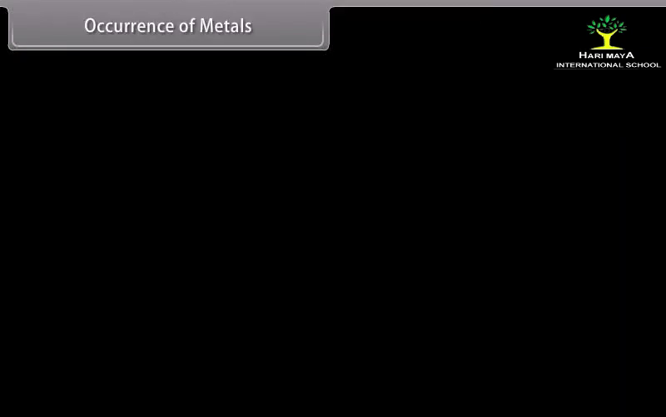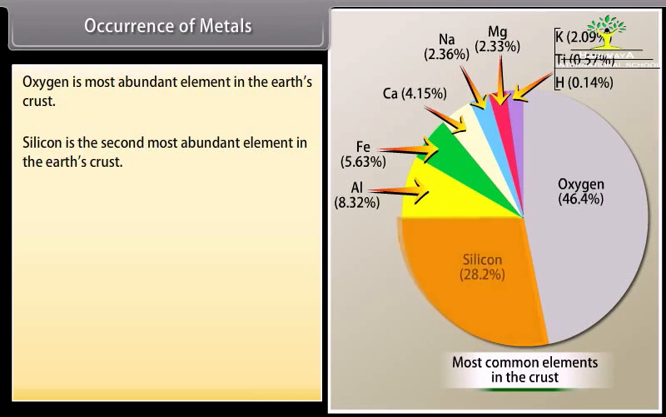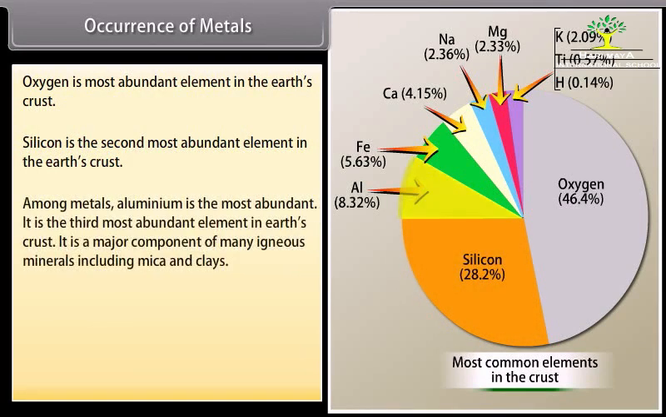Occurrence of metals. Oxygen is the most abundant element in the Earth's crust. Silicon is the second most abundant element in the Earth's crust. Among metals, aluminium is the most abundant. It is the third most abundant element in Earth's crust. It is a major component of many igneous minerals, including mica and clay.